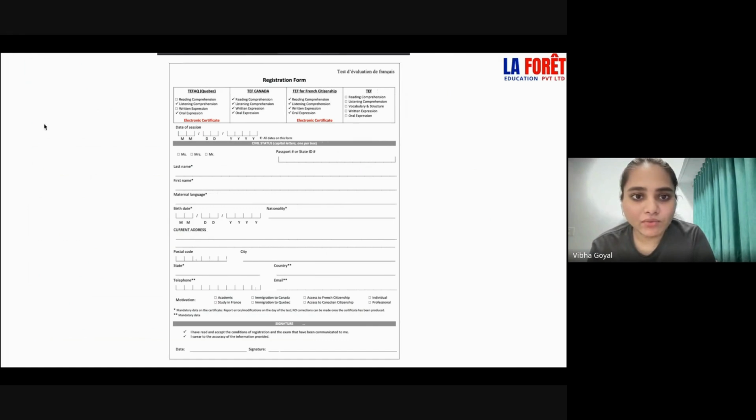Now here I have a registration form of TEF Canada, from one of the institutes. It is similar for all, the major portion of the procedure is the same. It's just that the registration form might differ a little. The information they need is the same. The format, or the way of asking things, might be different. So it's basic. It's your name, your birth date, address, very basic administrative details.